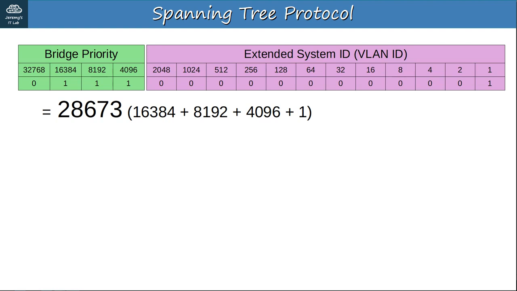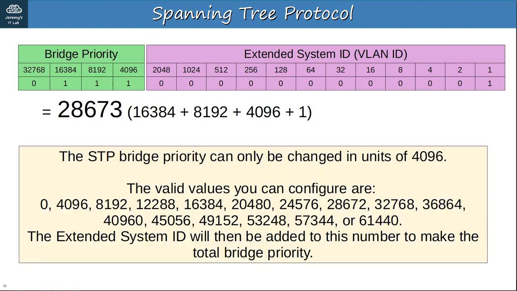16,384 plus 8,192 plus 4,096 plus 1. I could reduce it more, of course, but the point is this. The STP bridge priority can only be changed in units of 4096. So the valid values you can configure are listed here, starting from 0 and increasing in units of 4096. The extended system ID will then be added to this number to make the total bridge priority value.